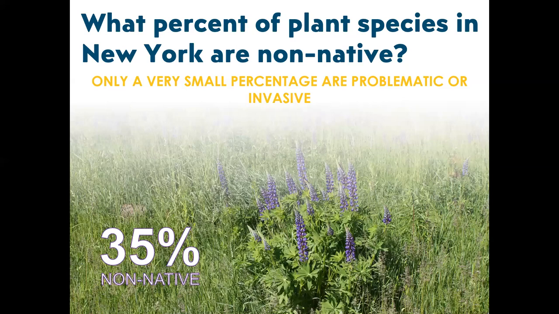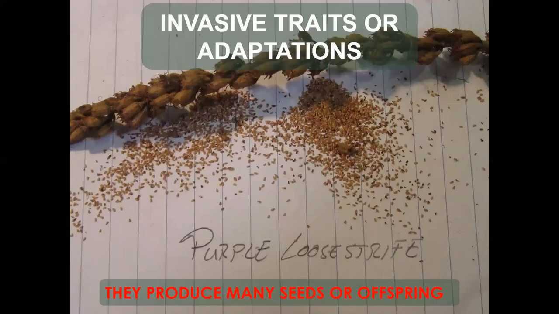For example, many of these species will produce a high quantity of seed or offspring. This is the case for one of our common invasive species here in the Adirondacks called purple loosestrife. This is a perennial wetland plant that is invasive, which can produce up to 2 million seeds in a single growing season. So tremendous reproductive potential that allows it to outcompete some of our other native plants.